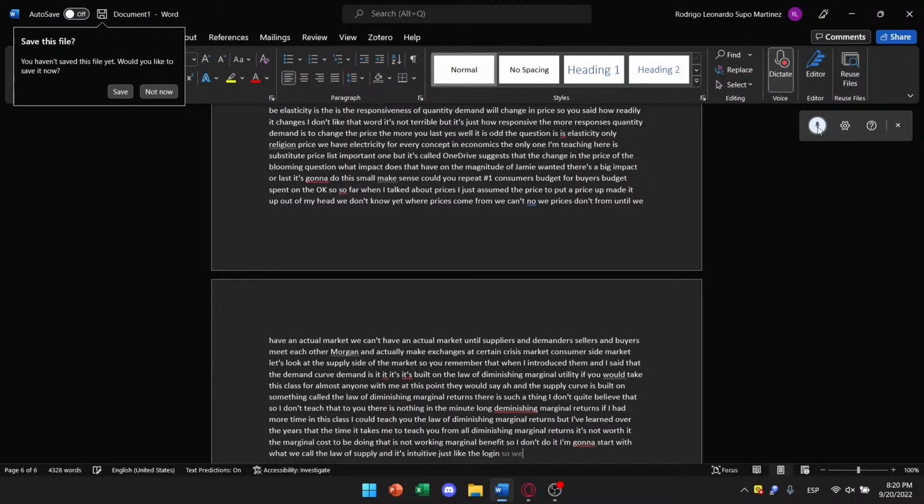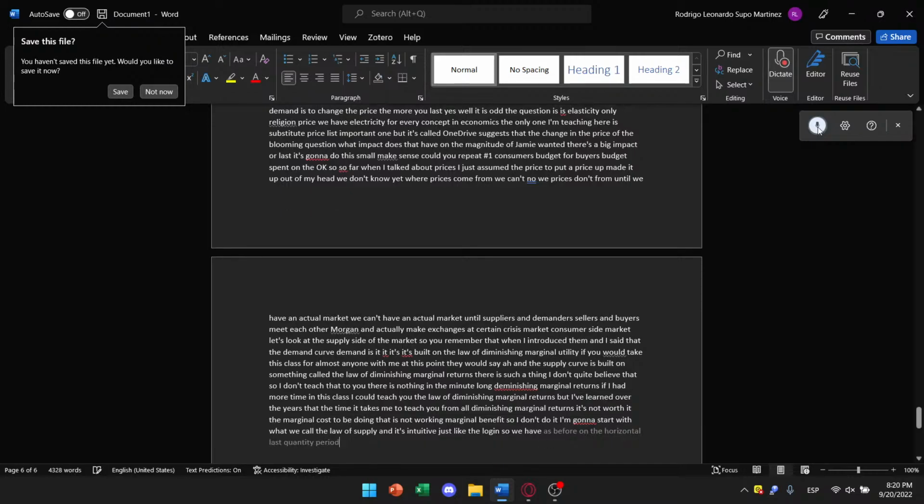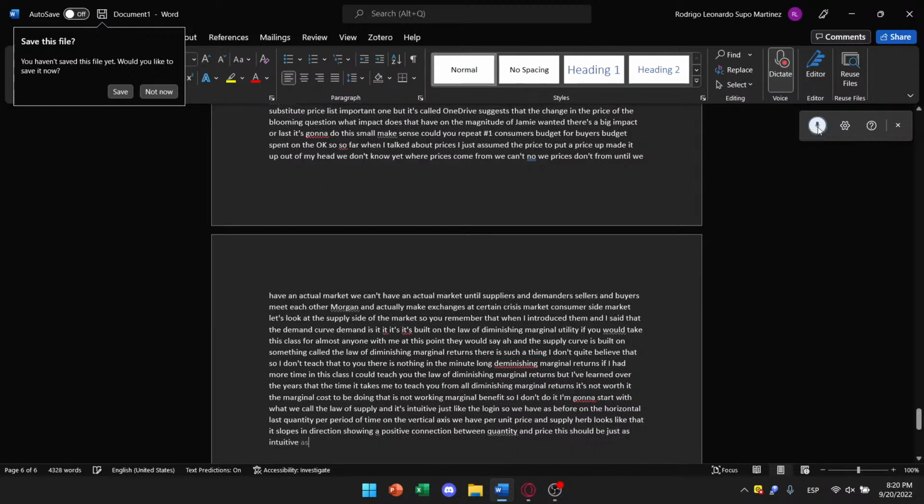So we have, as before, on the horizontal axis, quantity per period of time. On the vertical axis, we have per unit price. And the supply curve looks like that. It slopes in a direction showing a positive connection between quantity and price. This should be just as intuitive as the law of demand. The intuition behind the law of demand is, if something is more expensive, I'm not willing to buy as much of it. Fewer people are willing to buy it.